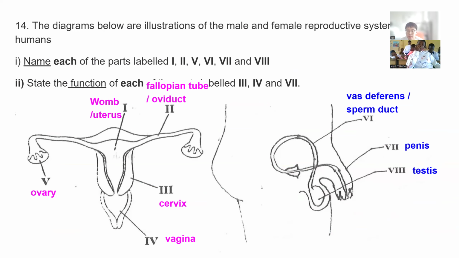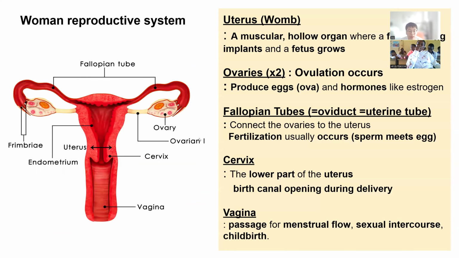And then we moved into the reproductive system of both male and female. In the female part, we talked about ovaries being the spots for ovulation, where they produce the eggs and hormones. And then we've also talked about the fallopian tubes, where fertilization occurs, and also the womb or the uterus, where the fetus grows.